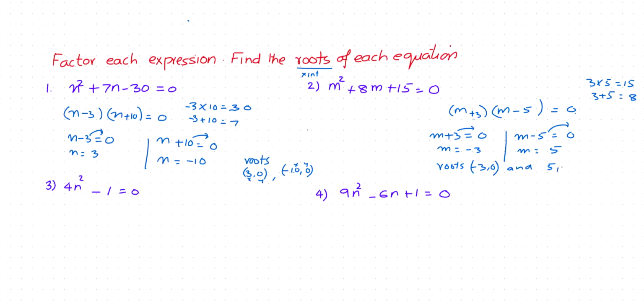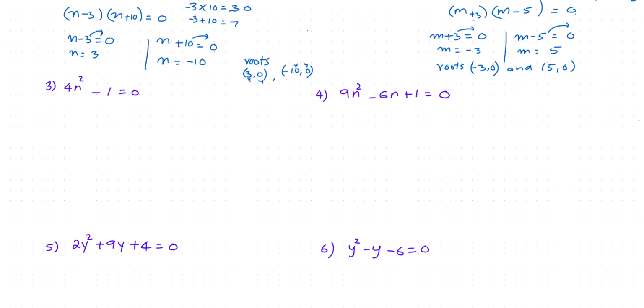Okay, next question. I will write this question. We will do it here in the next one. 4n squared minus 1. When we have a square and minus, think of the difference of squares formula. So a squared minus b squared equals a plus b times a minus b. So this is called the difference of squares formula. So we can apply it here. First we have to write both as squares.